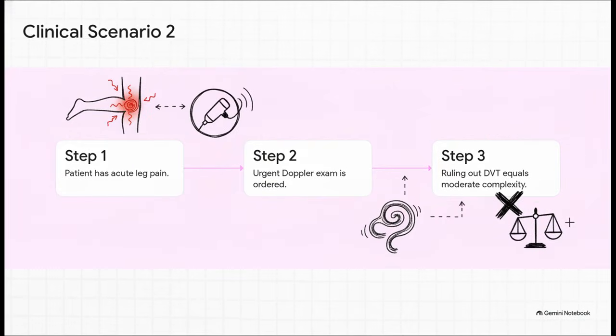Let's move to a second clinical scenario and see how this builds across different body systems. Step 1, a patient presents with acute unilateral leg pain and redness right after a recent procedure. Step 2, the provider assesses the patient and orders an urgent Doppler ultrasound. Step 3, because the provider is actively trying to rule out a deep vein thrombosis, or a DVT, this equals moderate complexity. The logic is exactly identical to the breast lump scenario. The provider is looking at an undiagnosed new problem where the differential holds a highly morbid, potentially dangerous condition.